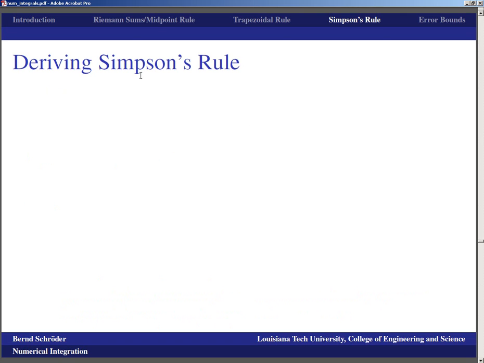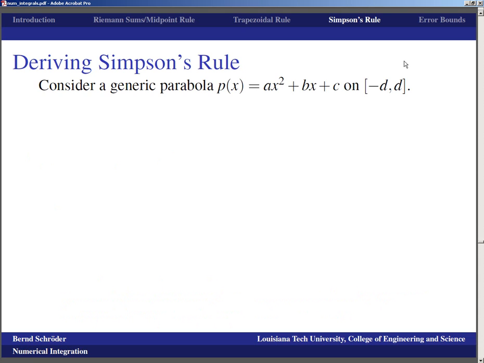Derivation of Simpson's rule is a bit hairy, so this is definitely background information. If you want to just scroll through that quickly, that's fine. Otherwise, just kick back and see what we can do.